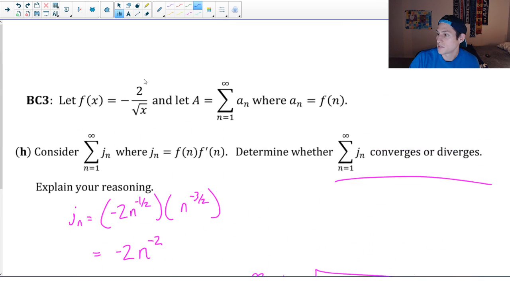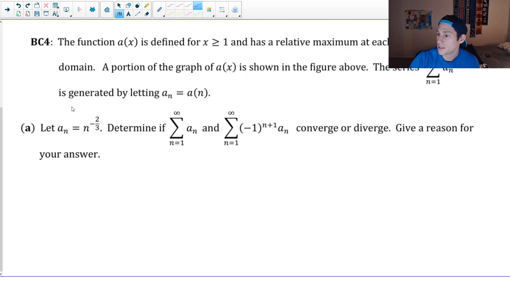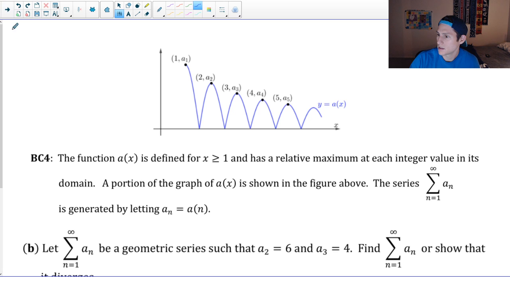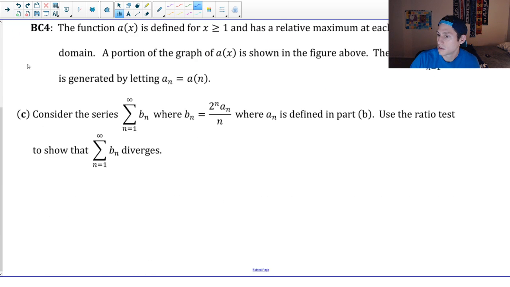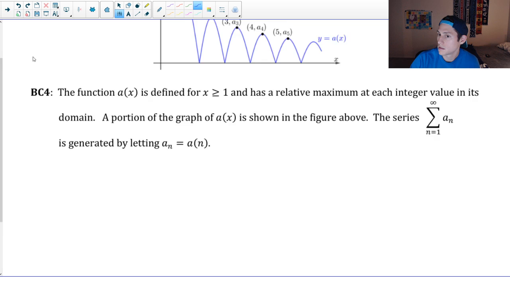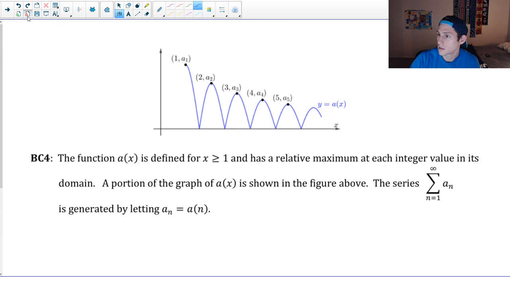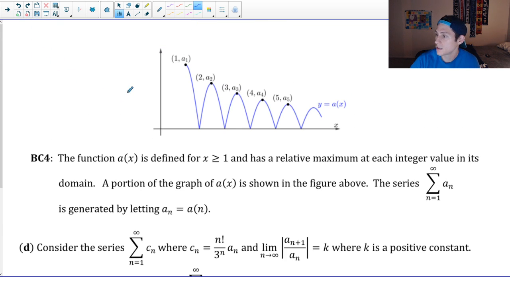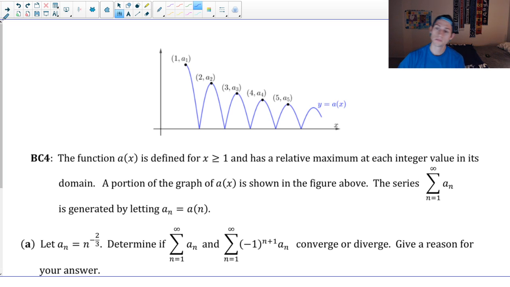All right, so what do we have left here? We have BC4. Is this another? No, this one's pretty small, right? A, B, C, and D. That's it. Yeah, just A, B, C, D. So yeah, we'll do that Monday. Tuesday will be the big dance.